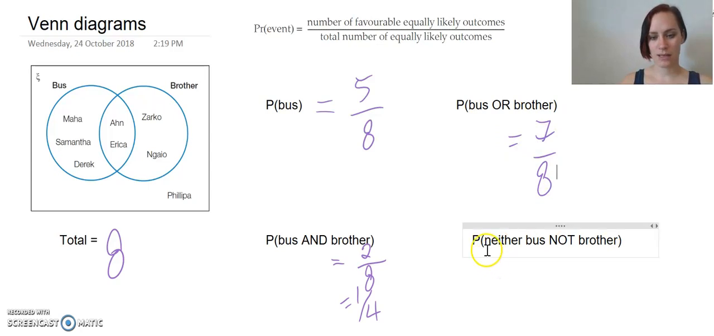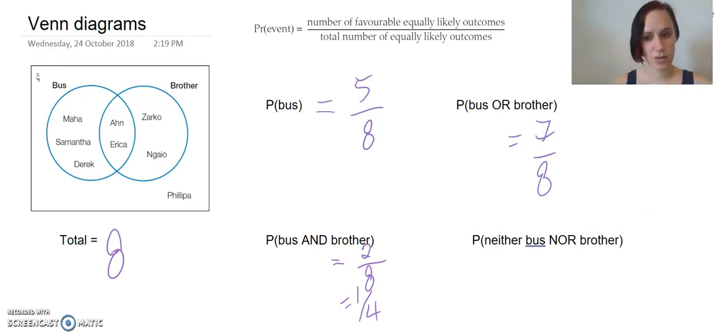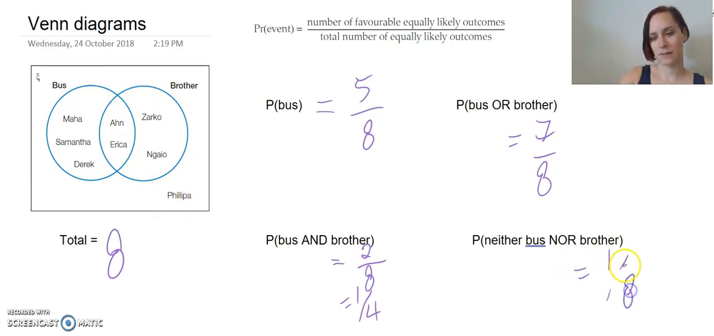And our last category is they fit into neither the bus, or this should say nor, let's just fix that up, nor have a brother, okay? They are not fitting into either of those categories. The only person not fitting into either of those 2 circles would be Philippa. So in this case, it's 1 out of 8.